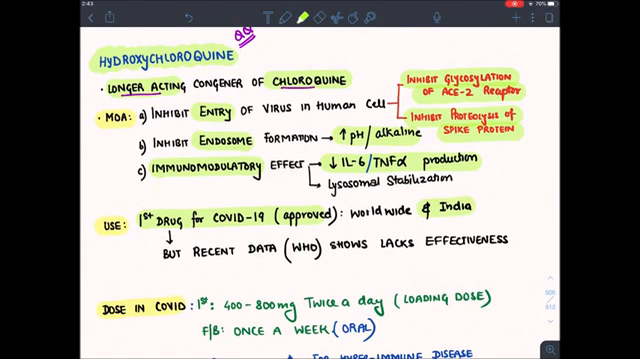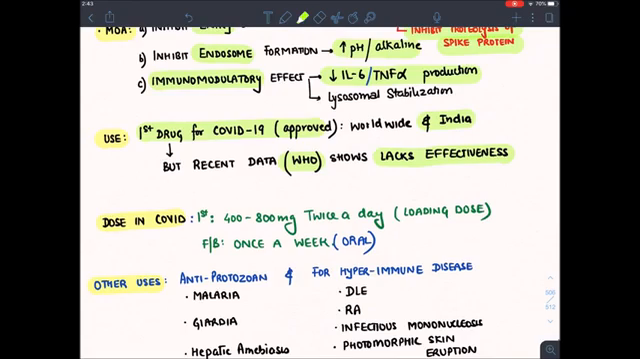And in India also. But recent data by World Health Organization or WHO shows that it lacks effectiveness. So it's very unclear whether it is a very effective drug in coronavirus. Still we don't know. Now what is the dose? The dose is in a range of 400 to 800 milligram on the first day. On the first day we give it twice a day as a loading dose, and after that the same dose is given once a week. And it is given orally.